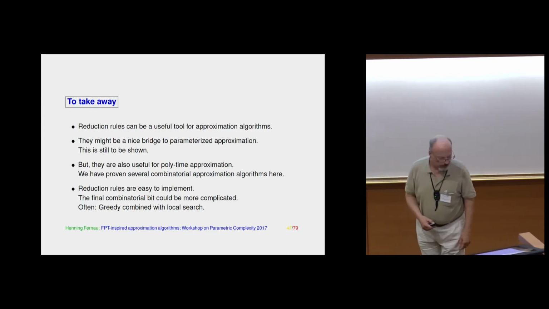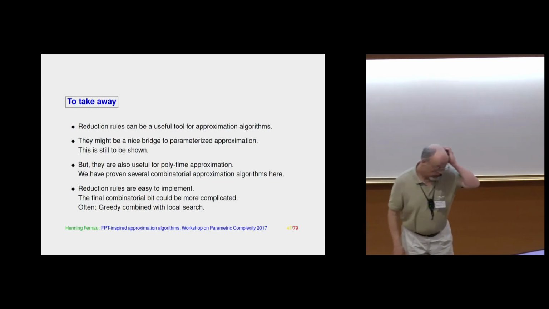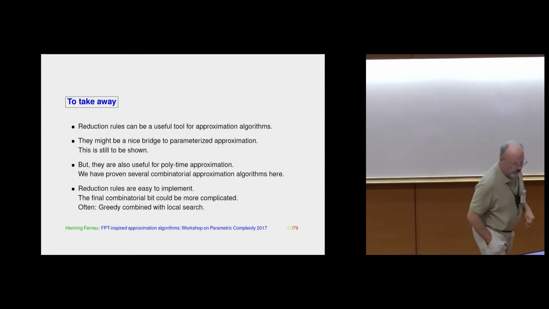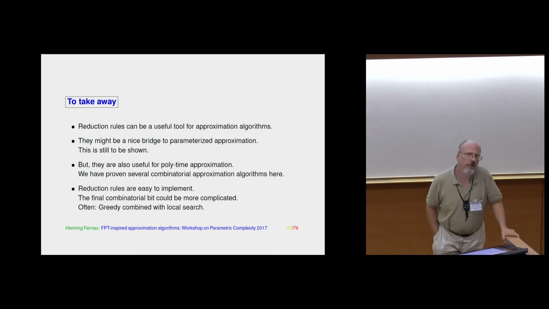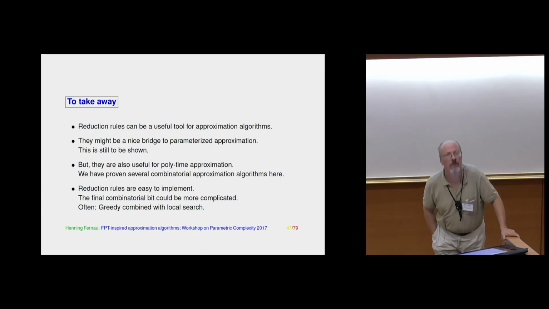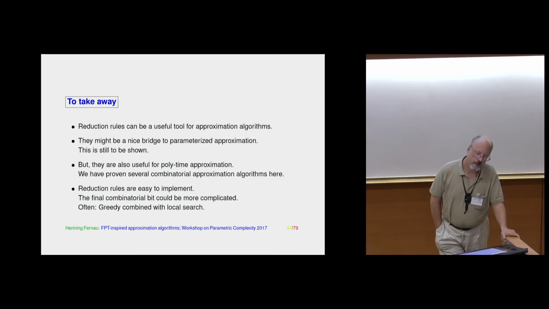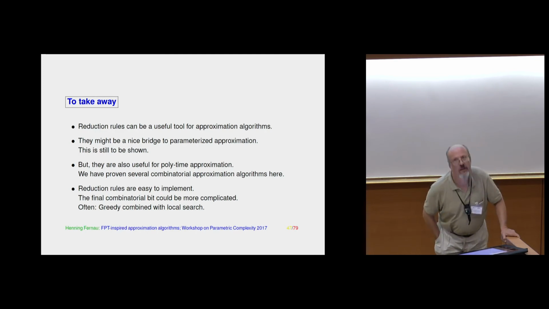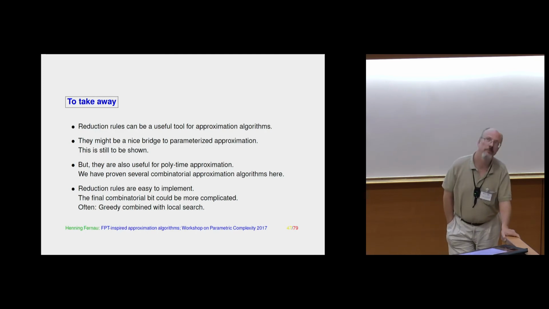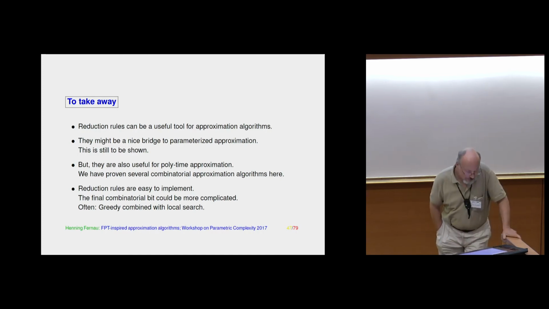And maybe let's wrap up what we did so far. So we've seen at least some examples where reduction rules could be useful, at least to get some approximation algorithms, especially for maximization problems. And I also think there should be a nice bridge to parameterized approximation, the area which you might have expected when seeing the title, which I'm not doing here.